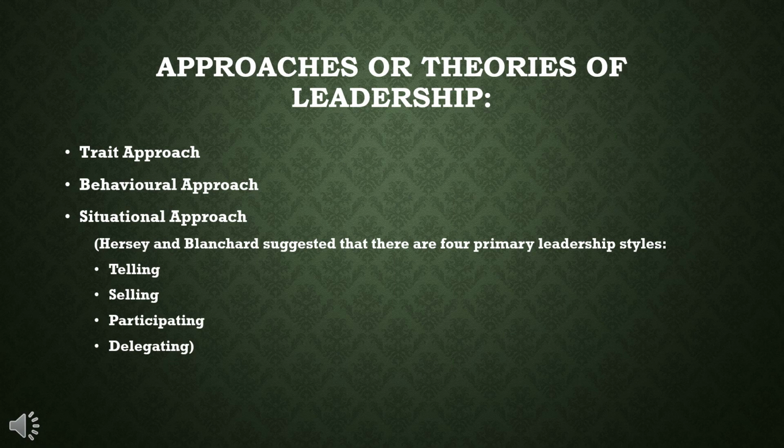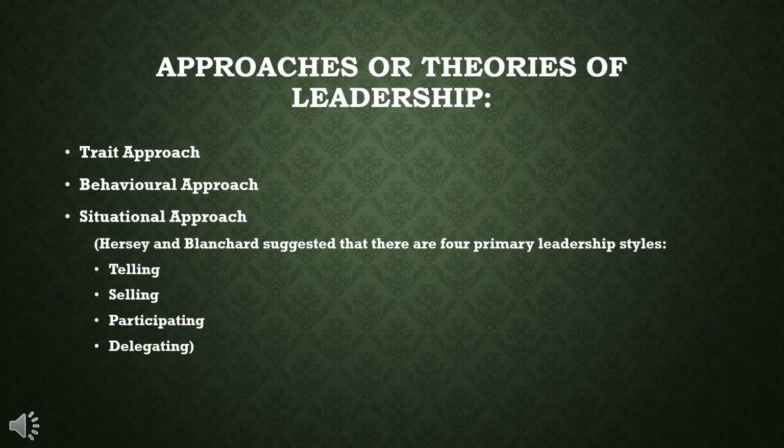So this theory suggests that there are four primary leadership styles. First is telling. Telling means a leader tells people what to do and how to do it. It's kind of a process. Then selling. Leaders here sell their ideas by understanding them and then sharing them forward.